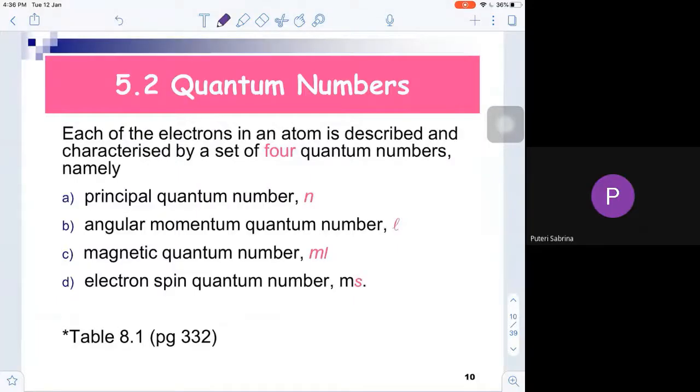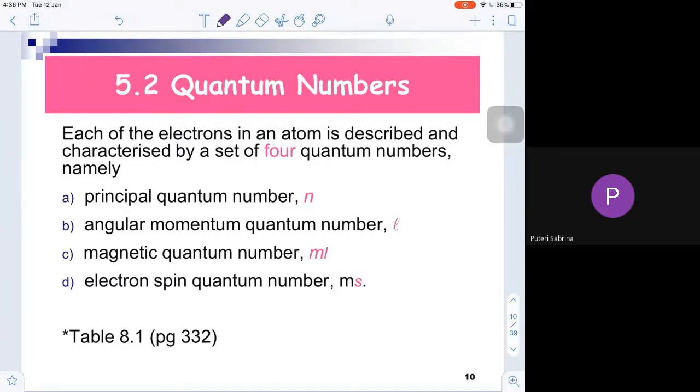With the second subtopic of Chapter 5, which is the quantum numbers. What are the quantum numbers? Each electron in an atom is described and characterized by a set of quantum numbers.